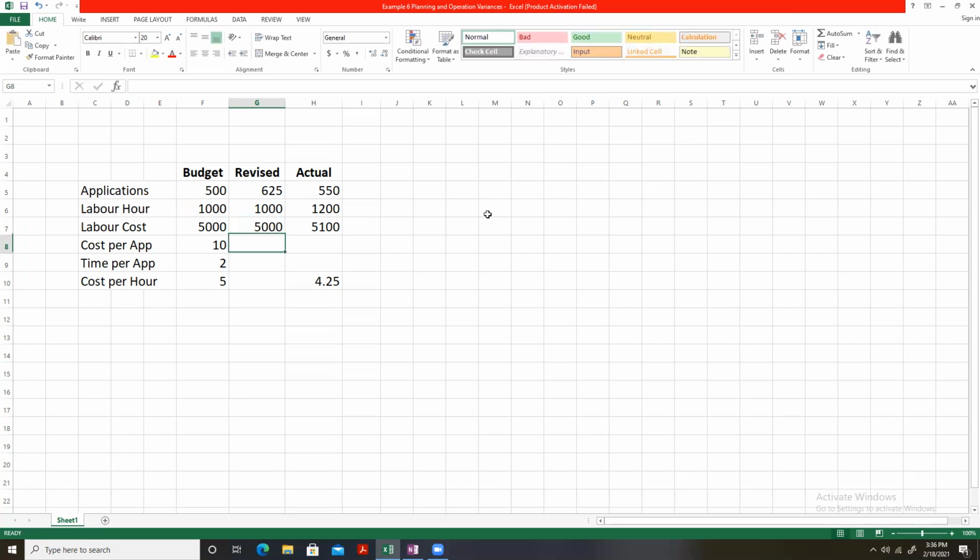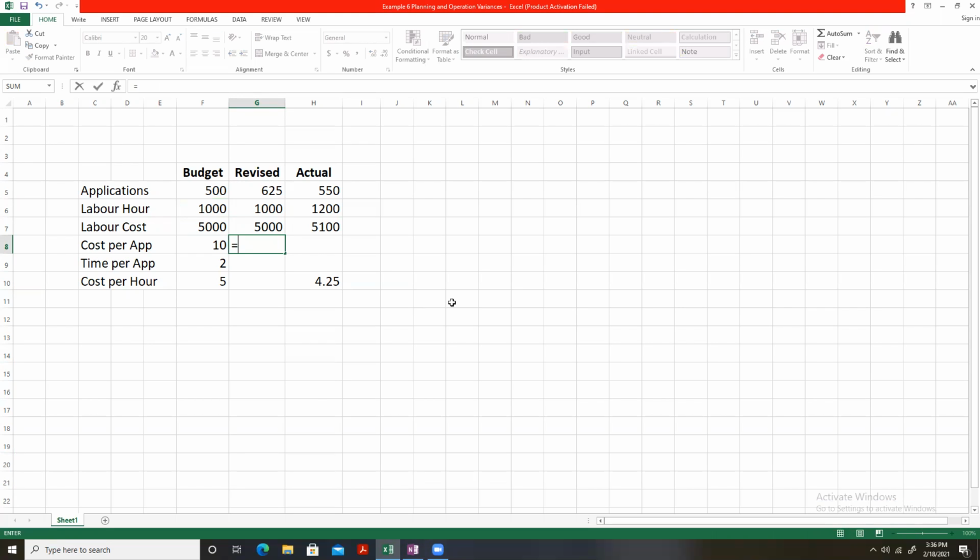And the cost will remain the same because the number of hours will not change. The total number of planned hours has not changed, but instead we are able to process more applications in the same amount of time. So we are not supposed to change the number of hours. The cost will also remain the same for the revised standards.